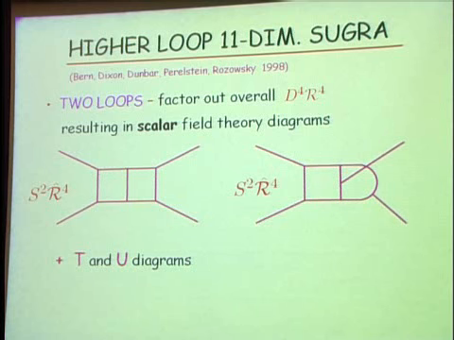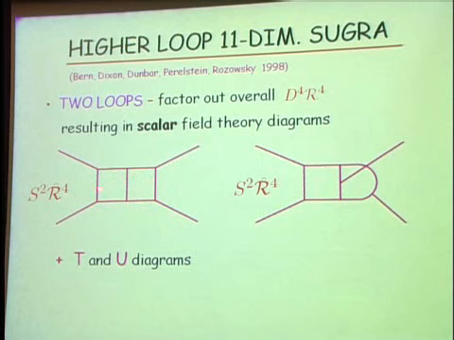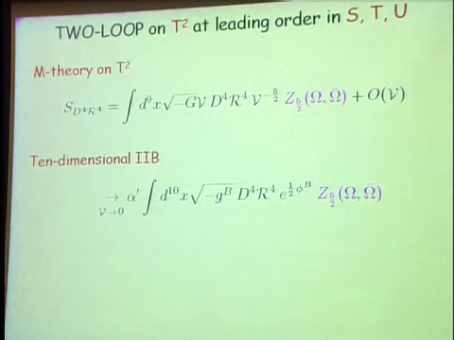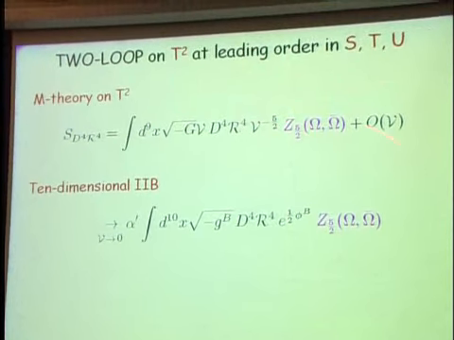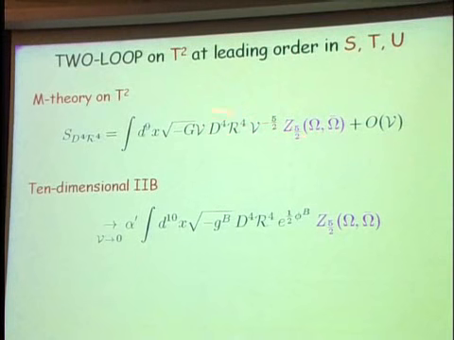now you have to wrap. Now there are 2 loops, so you have to wrap both of these field theory loops around the 2 different cycles of the torus. So there are 4 winding numbers. So things look more complicated, but to cut a long story short, let me say that in that way, looking at the leading order in S, T, and U, you can isolate the D to the fourth R to the fourth term and this function Z 5 halves that I mentioned earlier.